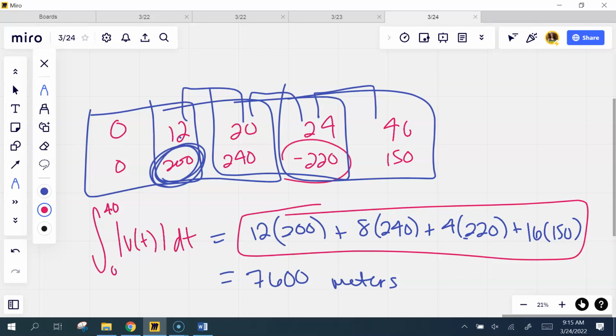Because on their scoring guide, they have 12 times the absolute value of V of 12, plus 8 times the absolute value of V of 20, just to show that is the right Riemann sum. So I'm saying, right, is okay. Yes, could be considered both.